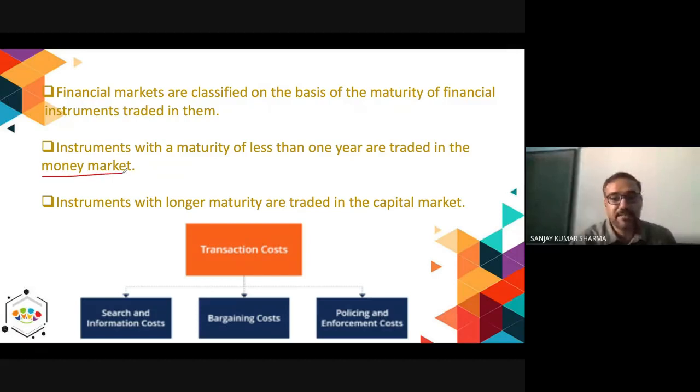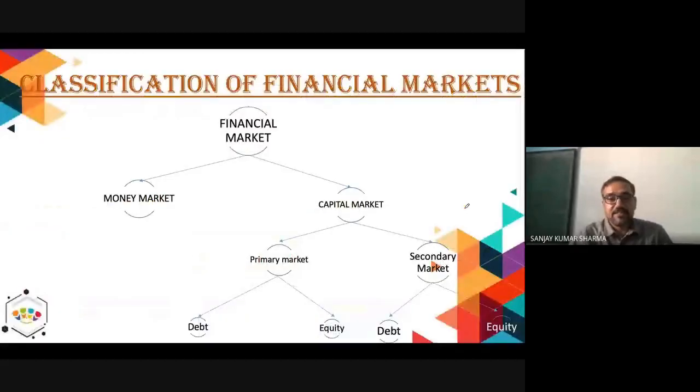This is money market. And the instrument which are traded in the market for a longer period of time, which has a longer maturity, are called capital market. Correct? So this way we can classify it. You can just draw it in your copy book wherever you wish to. So you write here financial market, money market, capital market, and then I would request you to add it here only.